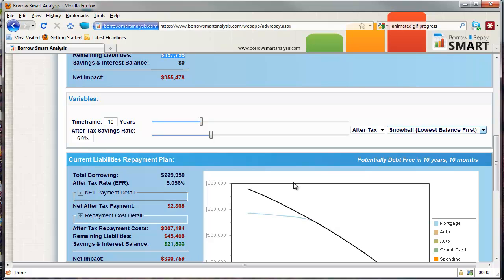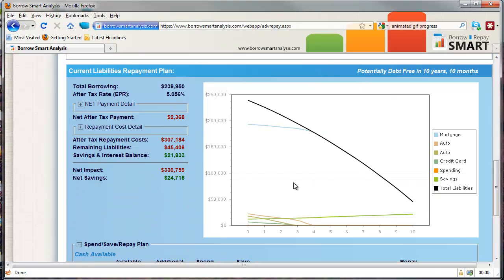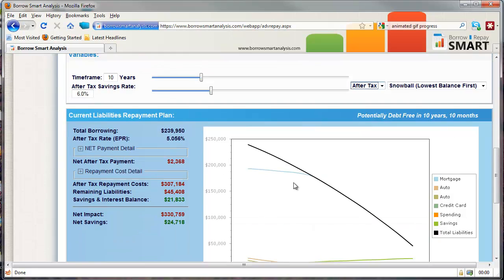But he does snowball low balance first, and he'll do after-tax or pre-tax depending on the situation, but this one was after-tax. And you'll notice that the after-tax snowballing would have this client debt-free in 10 years, 10 months, right on track for their retirement. Now, what does that mean? Debt-free in 10 years, 10 months.